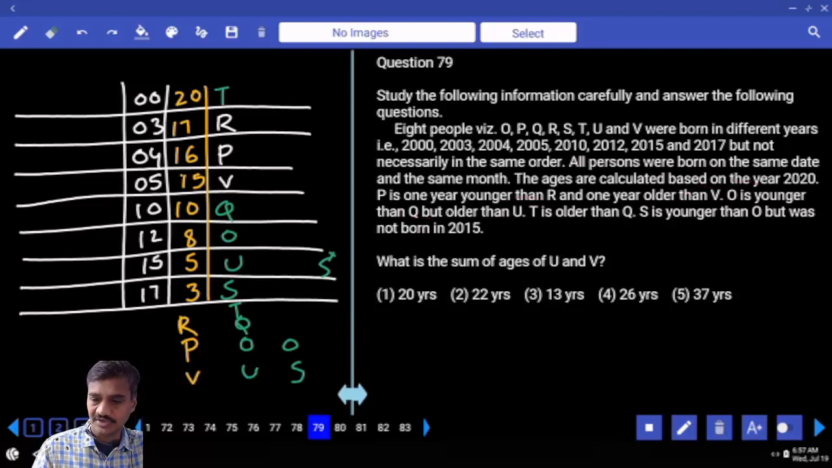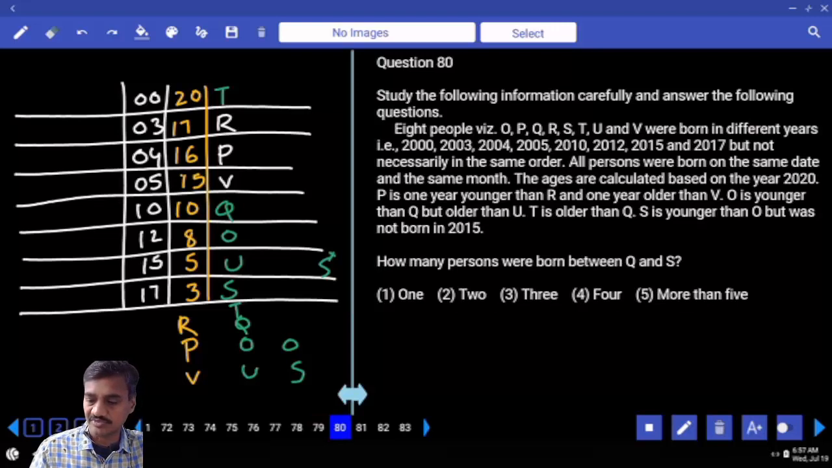Then what are the ages of U and V? U and V, what are the ages we have? 15 plus 5, that is 20, choice 1. Then how many persons were born between Q and S? Between Q and S there are only 2 people, choice 2.